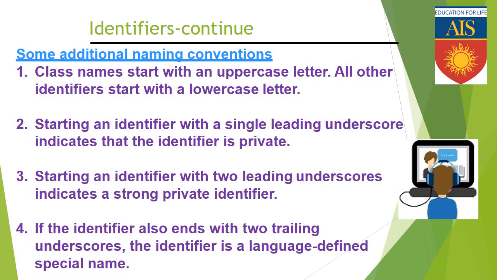Some additional naming conventions. Class names start with an uppercase letter. All other identifiers start with a lowercase letter. Starting an identifier with a single leading underscore indicates that the identifier is private. Starting an identifier with two leading underscores indicates a strongly private identifier. If the identifier also ends with two trailing underscores, the identifier is a language-defined special name.